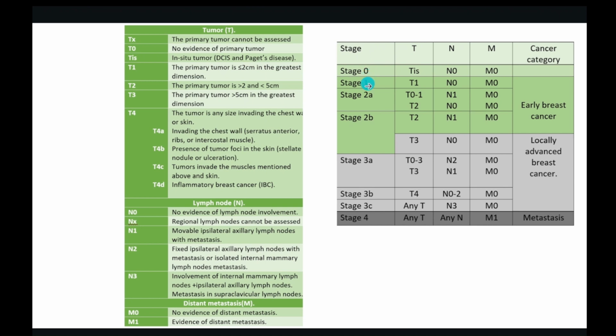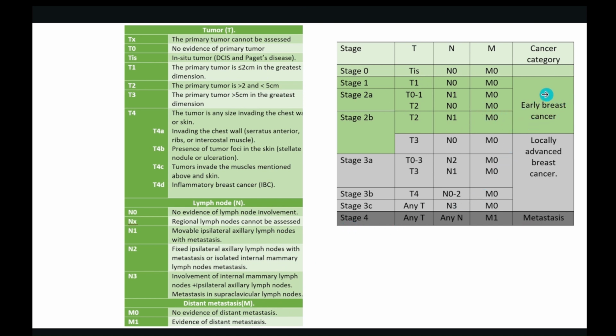The staging maybe looks a little bit complicated, but it's very, very simple. Any tumor less than T3, at the same time with lymph nodes less than N1, we call it early breast cancer. If there is T3 or more, and N1 or more with T3, we call it locally advanced breast cancer. If there is metastasis, then we call it metastatic disease or stage 4.